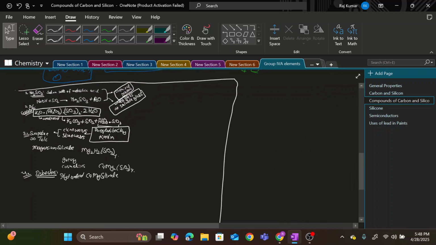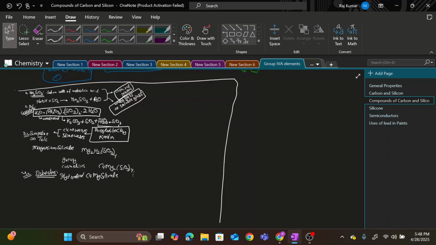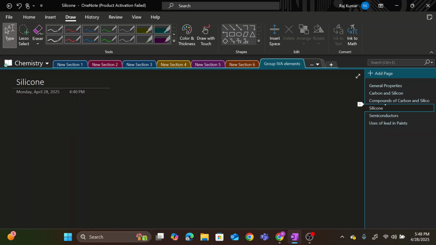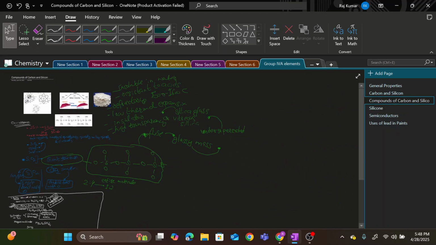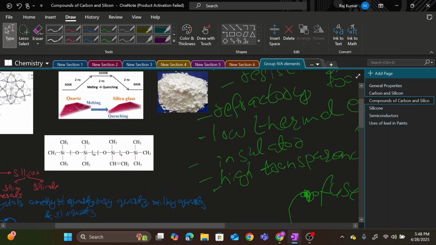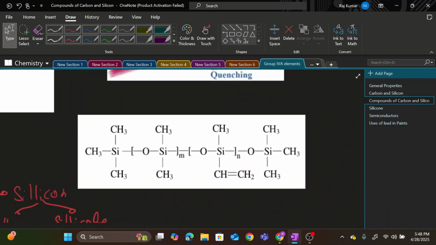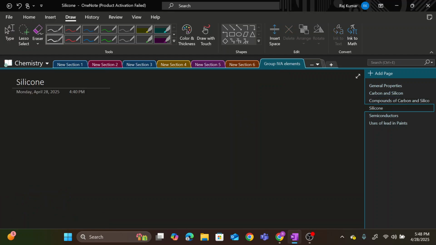And right after that, we have another important aspect, the compounds of silicon. Let's understand this as well. Let me just show you the diagram of silicon. If you look at carbon and silicon, both of these are chemically similar.